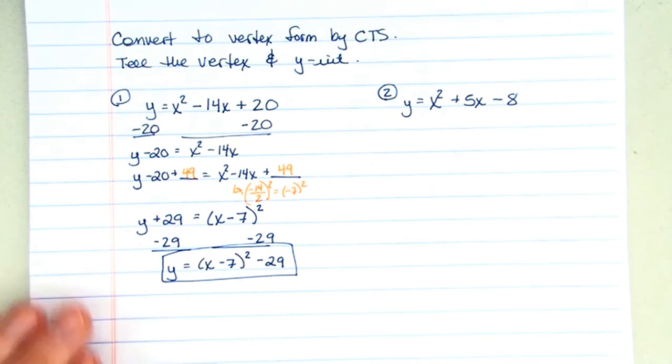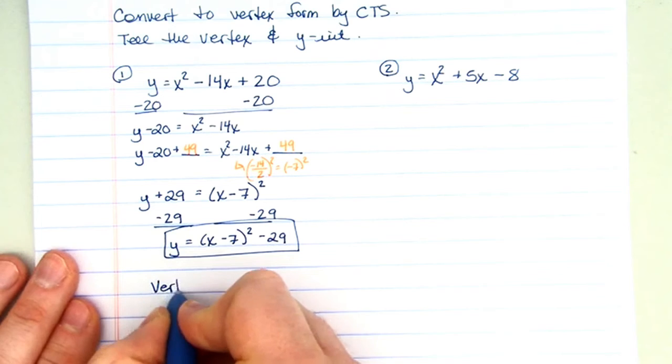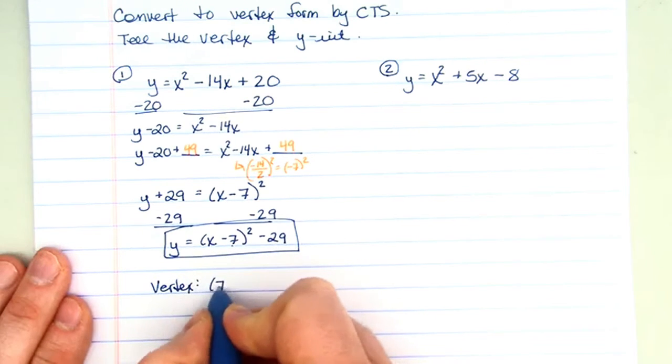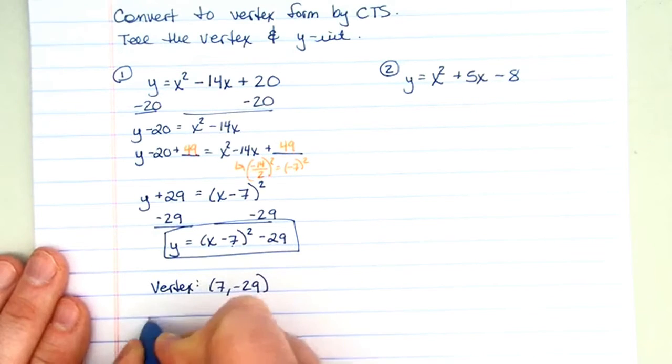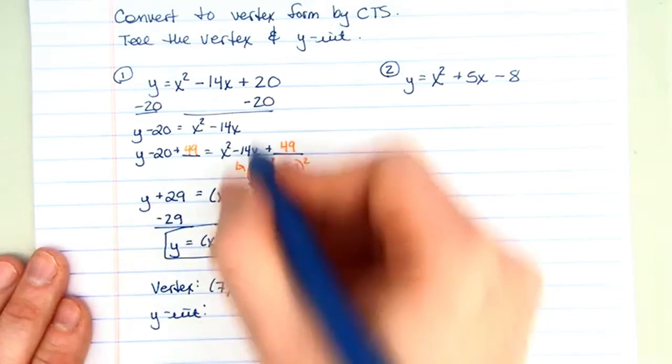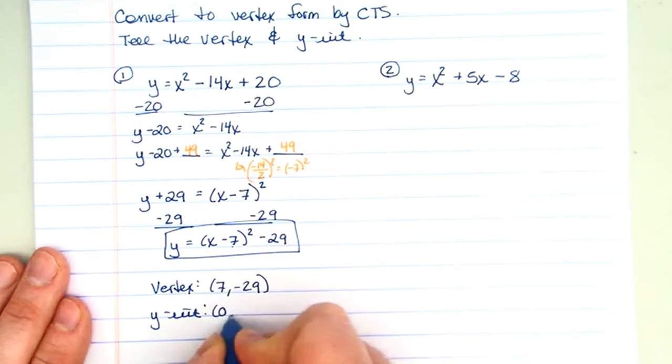That's my parabola in vertex form. What is the vertex? Well, since this parabola was moved right 7 and down 29, I'm going to say (7, negative 29). The y-intercept, I'm taking from my standard form. Y-intercept should be (0, 20).